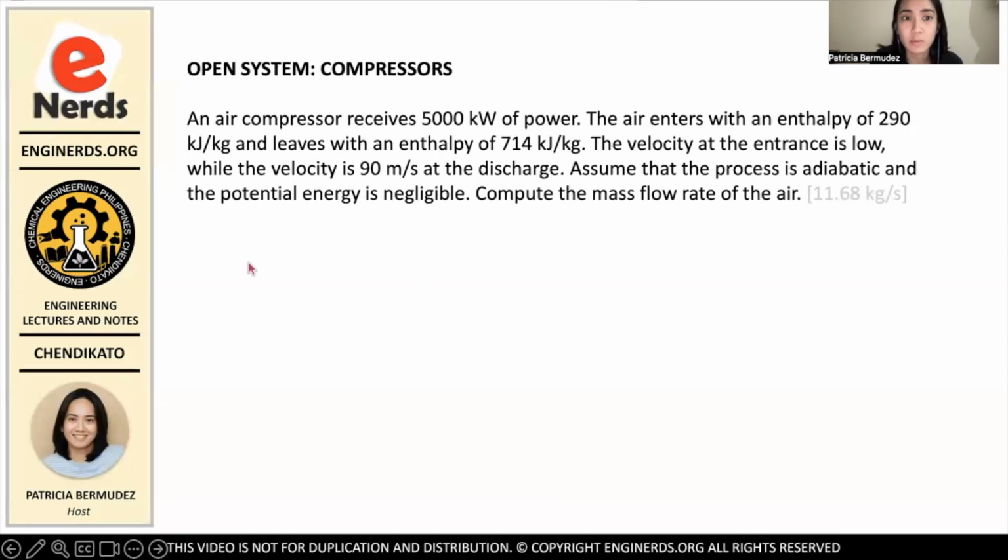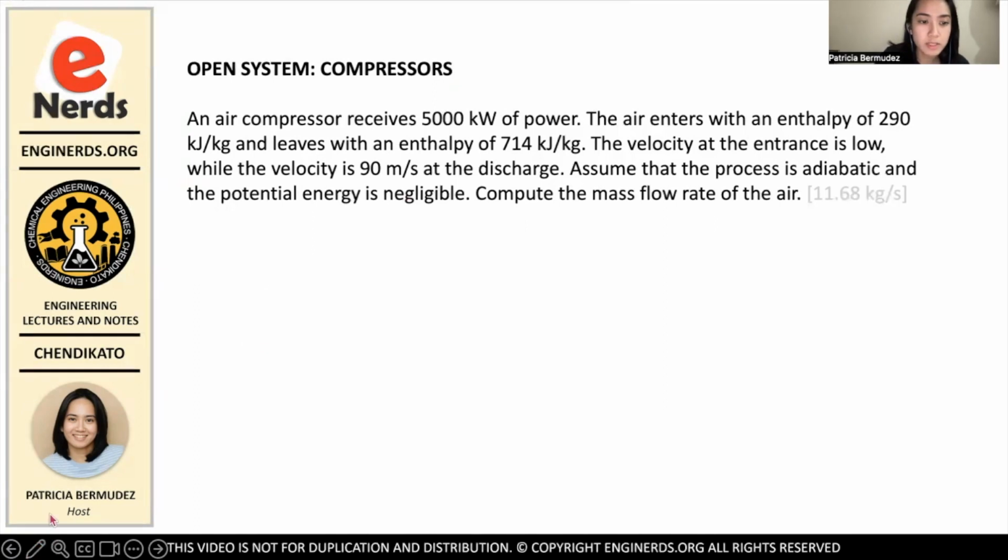And for today's video, we will be discussing open systems, and for this one, we will be focusing on compressors. So the problem states that an air compressor receives 5,000 kilowatts of power. The air enters with an enthalpy of 290 kilojoules per kilogram and leaves with an enthalpy of 714 kilojoules per kilogram. The velocity at the entrance is low, while the velocity is 90 meters per second at the discharge. Assume that the process is adiabatic and the potential energy is negligible. Compute the mass flow rate of the air.